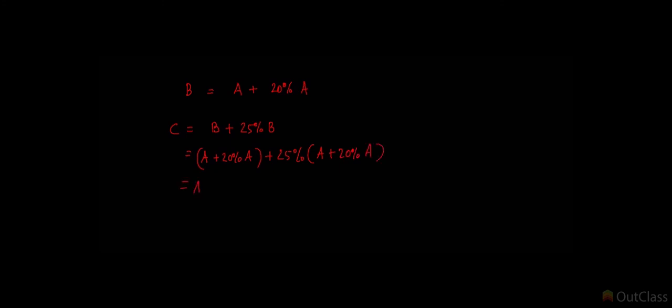When you expand this, you will get A plus 20% A plus 25% A plus 25% of 20% of A, which is basically 1/4 of 1/5, which you know is 1 by 20th, which is nothing but 5%. So if you rewrite this last line, A plus 20% of A plus 25% of A plus 5% of A, this is where the extra 5 is coming from.